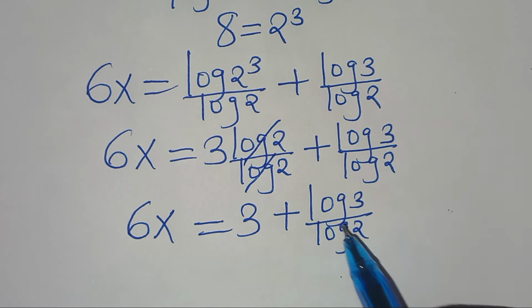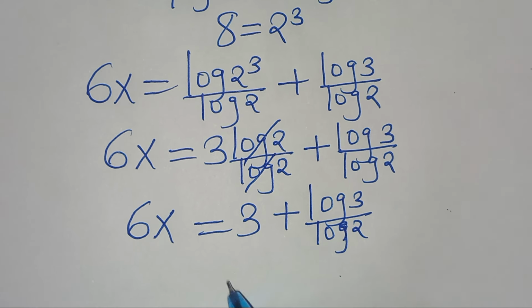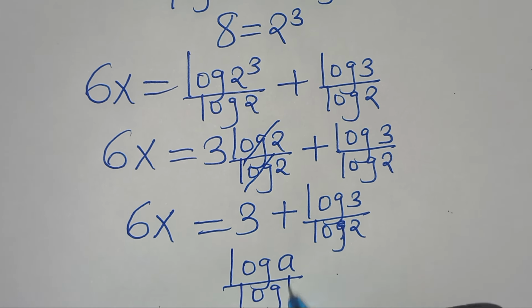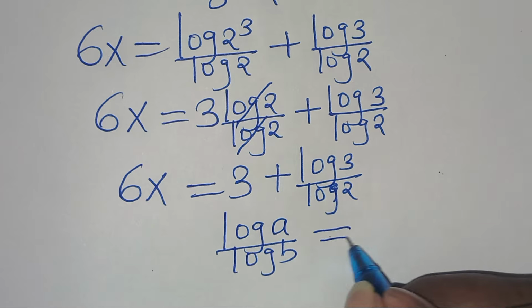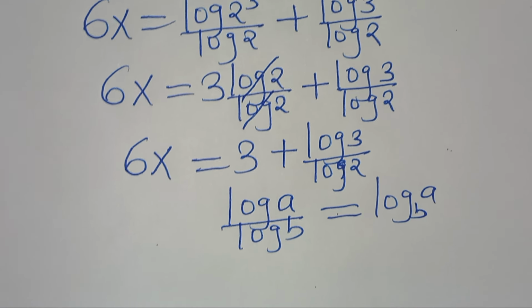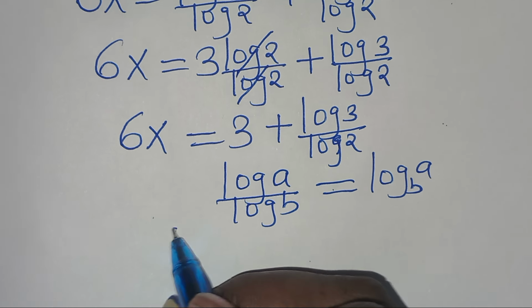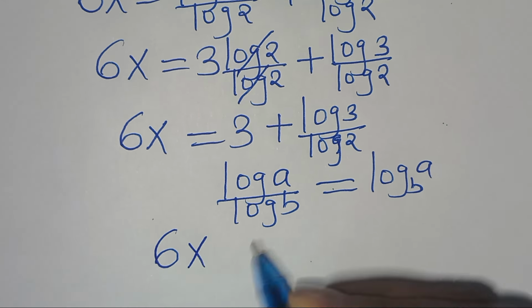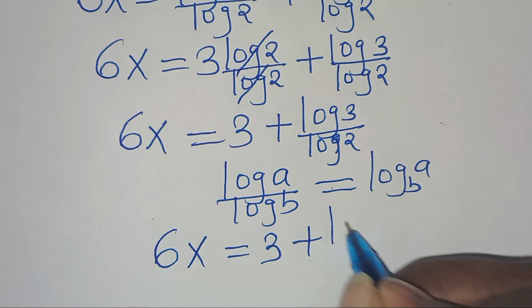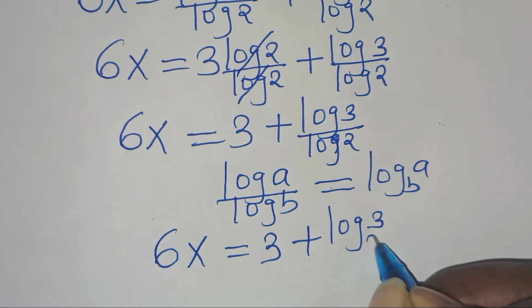The next step is that log 3 over log 2. This is in the form of log a divided by log b. And this can be expressed as log a to base b. So that now here we have 6x. This is equal to 3 plus log 3 to base 2.